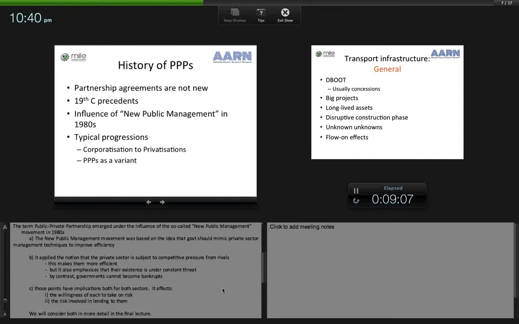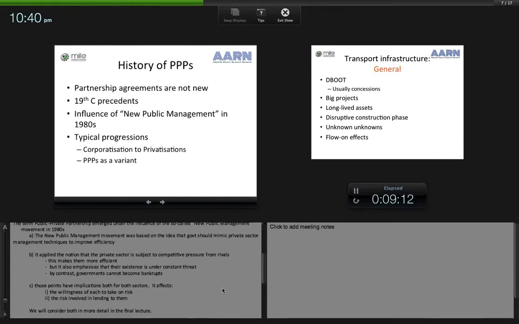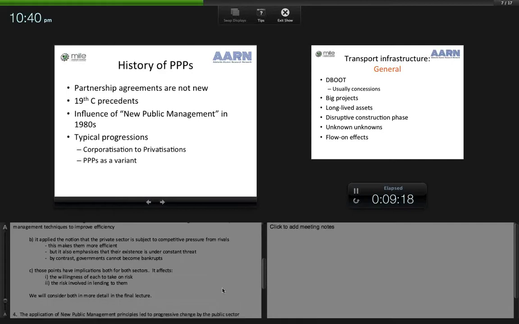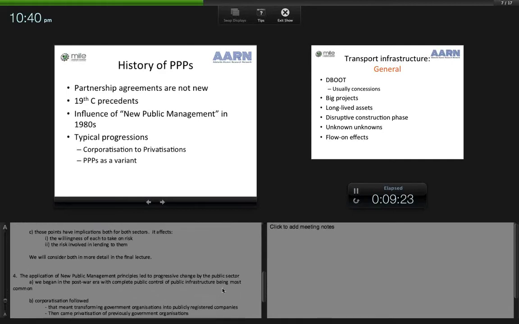Now, those points have implications for both sectors. It affects the willingness of each of them to take on risk, and it also affects the risks involved in lending to them. Those are both critical issues that we will consider in more detail in the final lecture, when we look at the issue of risk in more detail.